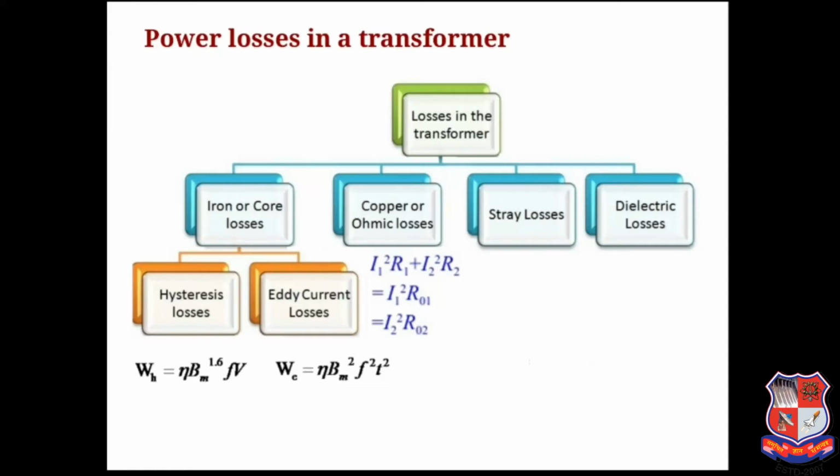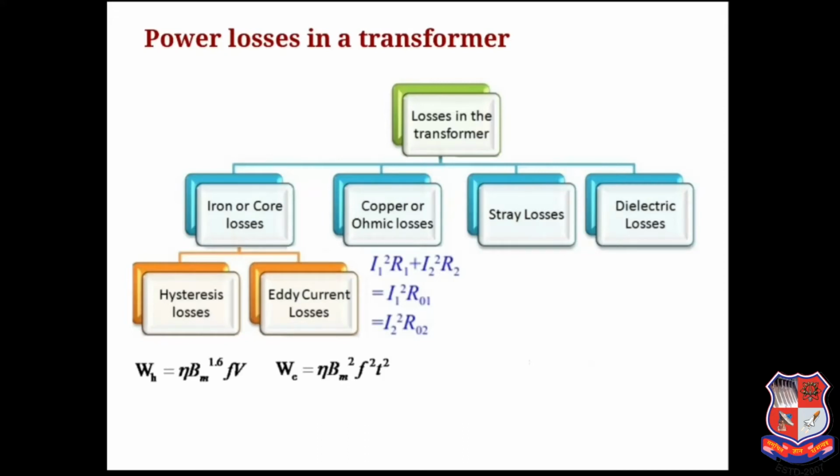So what is core loss or iron loss? This is a constant loss. It is further divided into hysteresis losses and eddy current losses. Below is the equation. WH means hysteresis losses, eta Bm raised to 1.6 F into V. Eta is the Steinmetz constant, Bm is the maximum flux density, F is the supply frequency, and capital V is the volume of the core or iron.